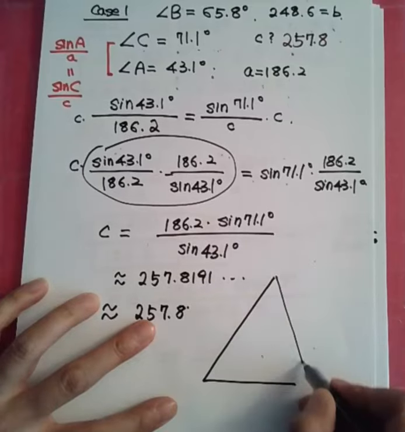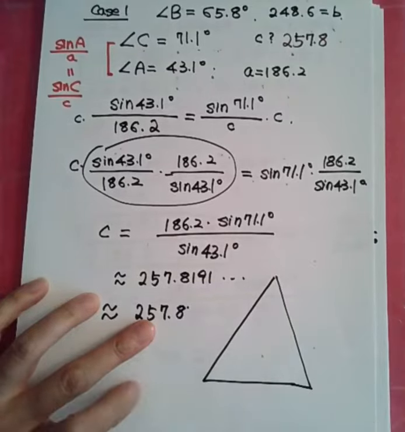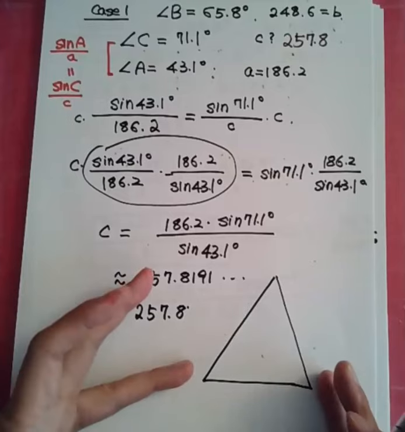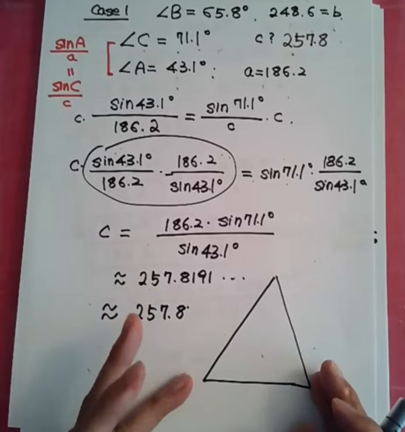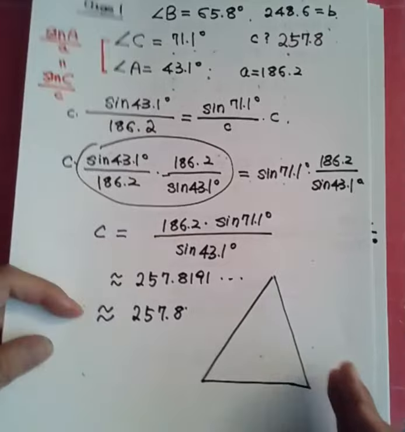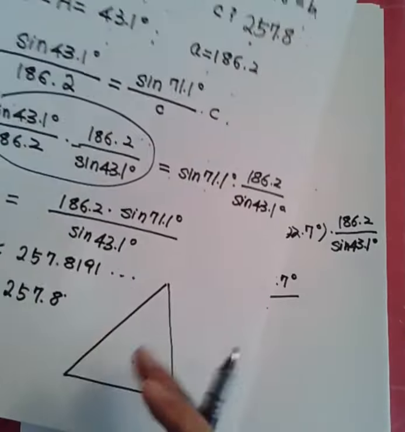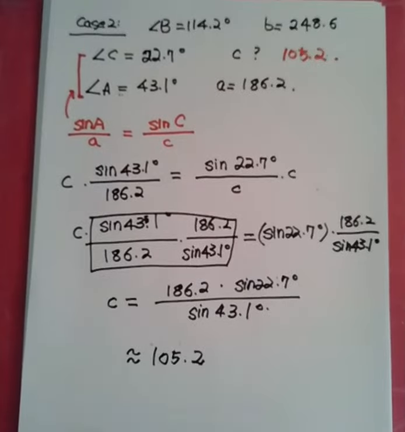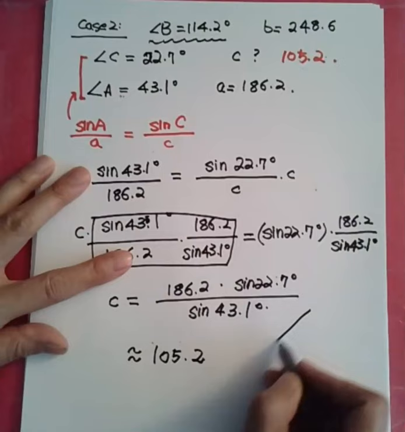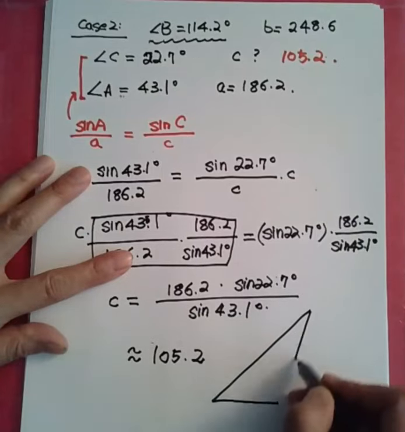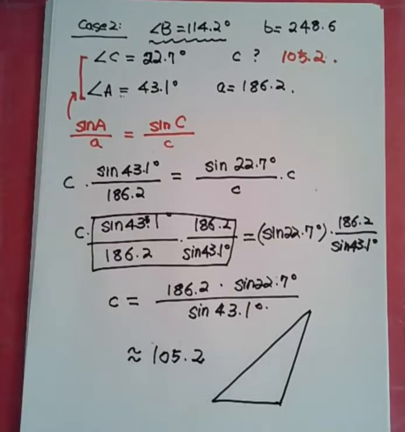In this case, all the angle values are just acute angles. So the final triangle shape will be like this. It doesn't have to be accurate, but it should be an acute triangle. But in this case, angle B is an obtuse angle, so the triangle will be an obtuse triangle.